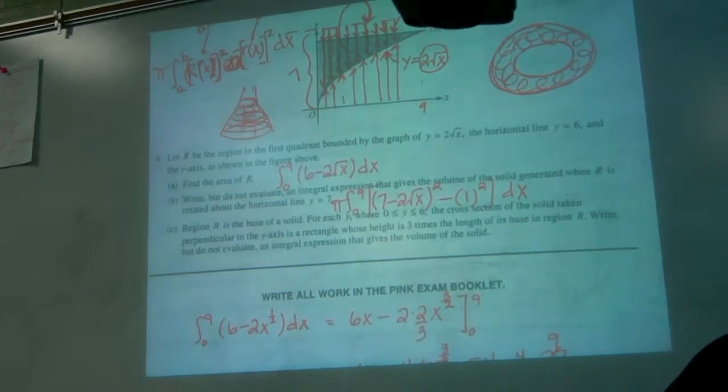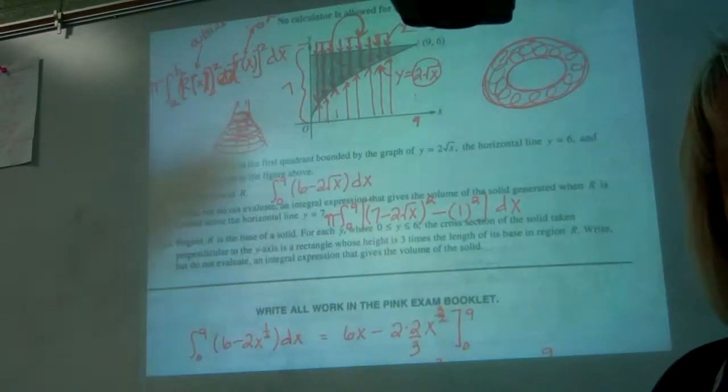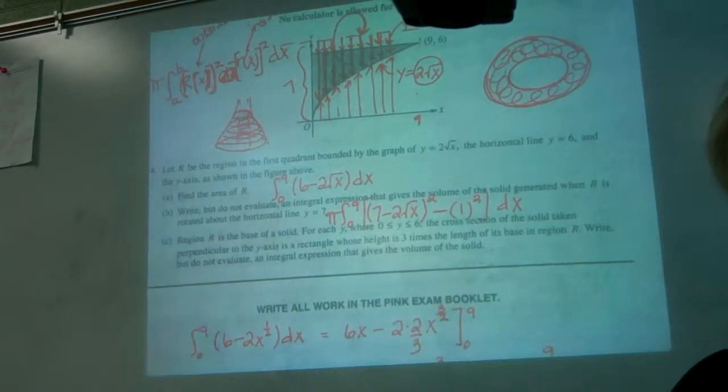It sounds really hard, but it's really not. It's kind of like the whole disc and washer method, except we're not creating the volume by rotating. So the things that we're making the volume out of are not circles. In this case, they're rectangles. We can apply the same concept.